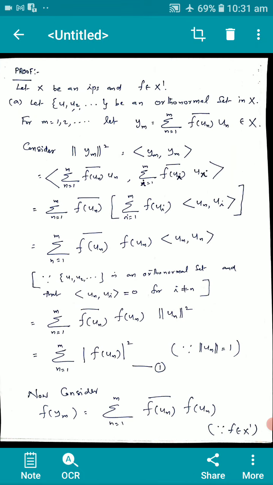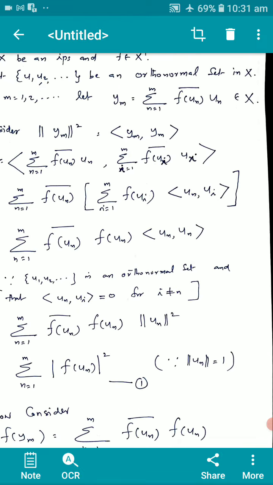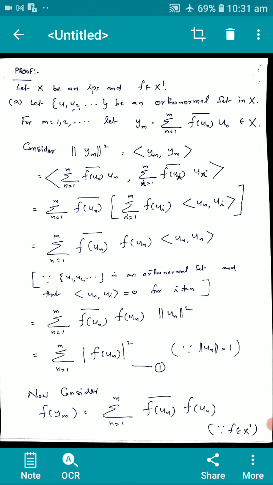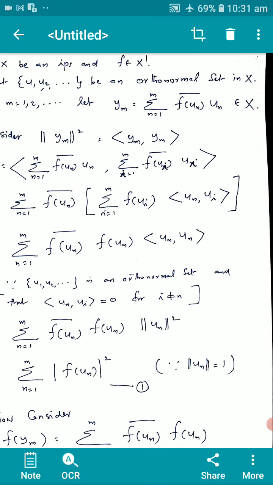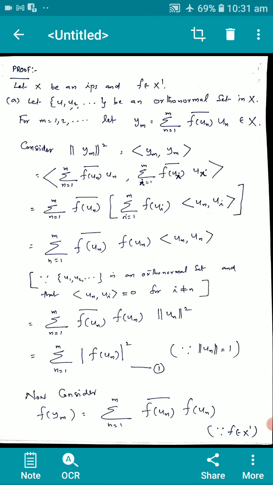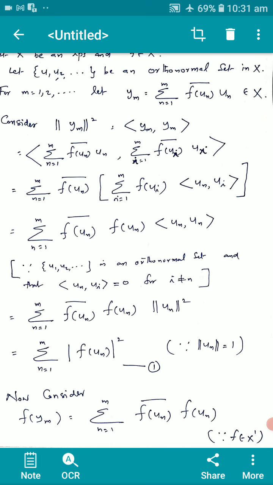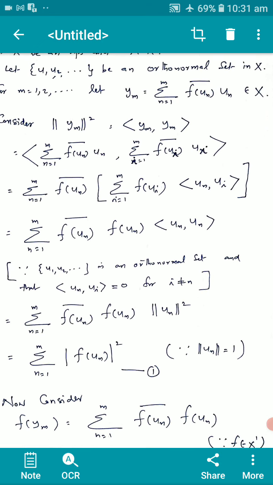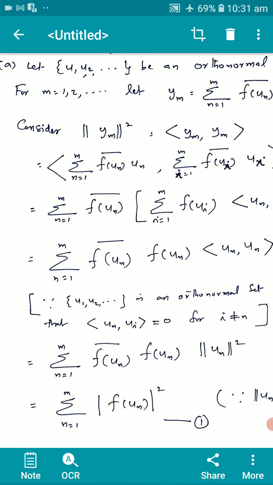What is given? Let X be an inner product space and f in X dash. We are coming to part A. Let u1, u2, etc. be an orthonormal set in X as given in the statement. For m equal to 1, 2, etc., you can take ym as the sum over n equal to 1 to m of f(un) bar un, which is an element of X. Now consider norm of ym square. What is ym? Norm of ym square is the inner product of ym with ym, and replace ym by this value.